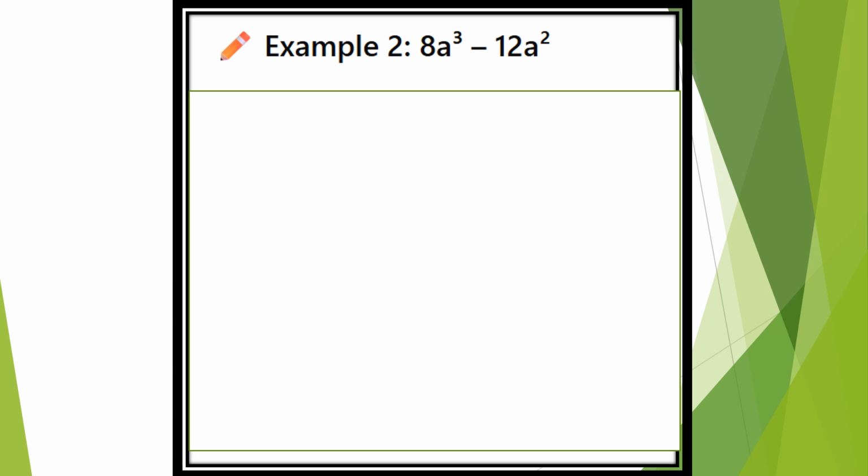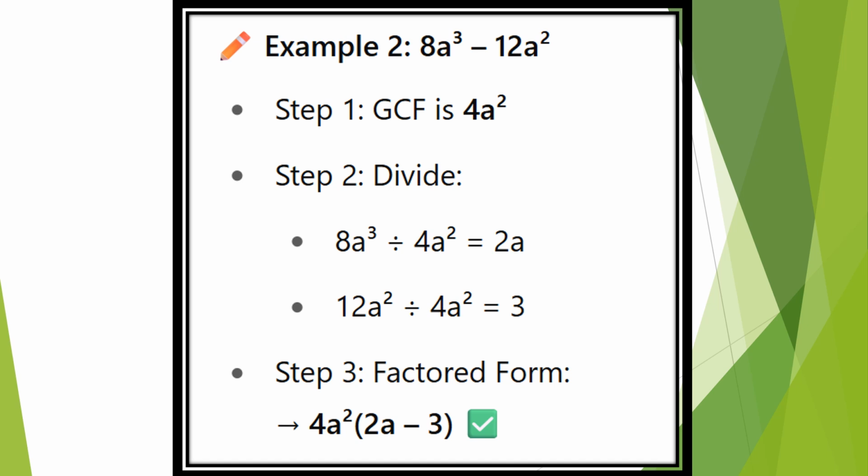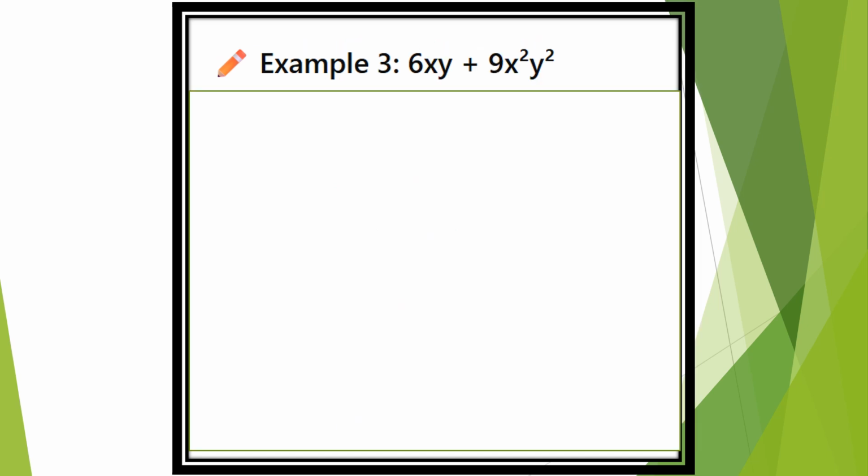And next, number 2. Can you guess what the GCF is? Okay, very good. The GCF is 4a squared. Same process, step number 2, divide. 8a cubed divided by 4a squared is 2a. 12a squared divided by 4a squared is 3. So the factored form is 4a squared times 2a minus 3.